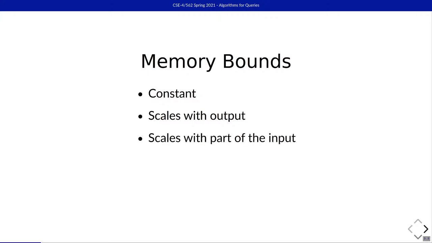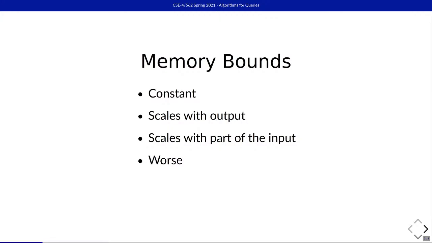The amount of memory that the algorithm uses might also scale with some part of the input, and we already saw a little bit of an example of this with joins. We'll get into that example a little bit later in this lecture as well. Now these are the three good bins. If it's constant, that's fantastic. If it scales with the output or part of the input, that's tolerable because at least there's some chance that those are going to be small enough that they'll actually fit. If it's any worse than that, we really don't care. Anything worse than that is basically an algorithm that doesn't really help us.